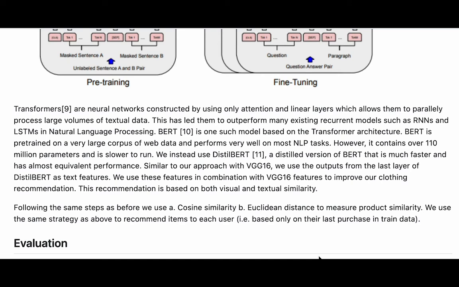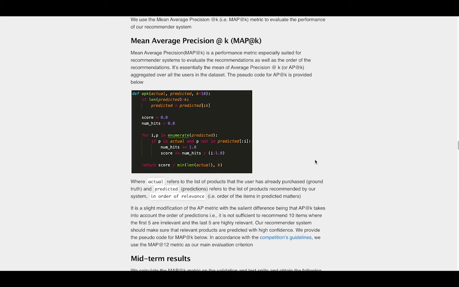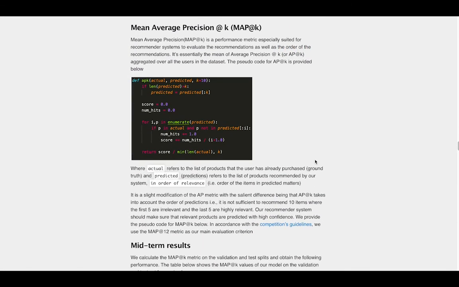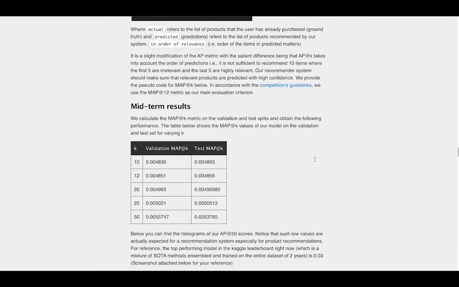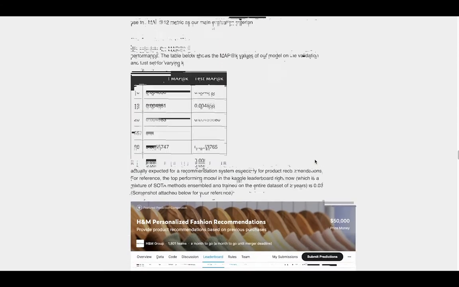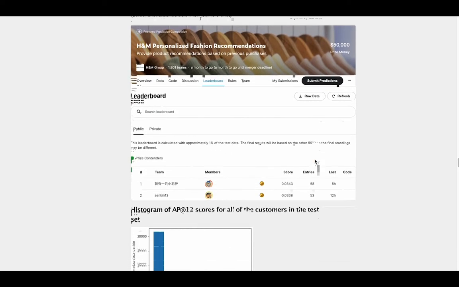We use the same strategy as above to recommend items to each user that is based only on their last purchase in the train data. The metric we use to measure performance is mean average precision at K, or MAP at K for short. It is a well-suited metric for recommendation systems, and the pseudocode for that is given below. We quickly go over our midterm results for context. Note that our MAP at K scores are in the order of 4E-3.